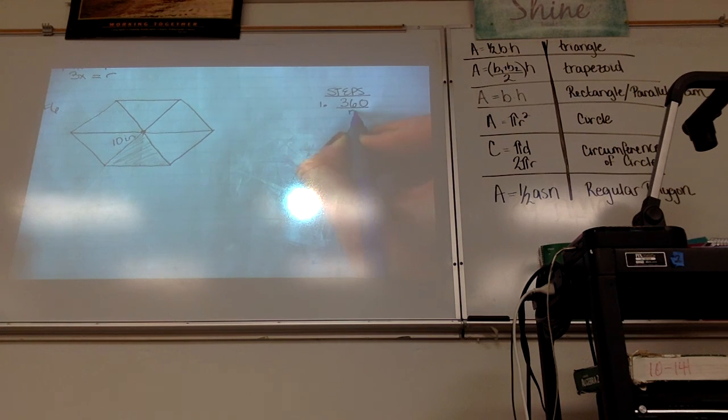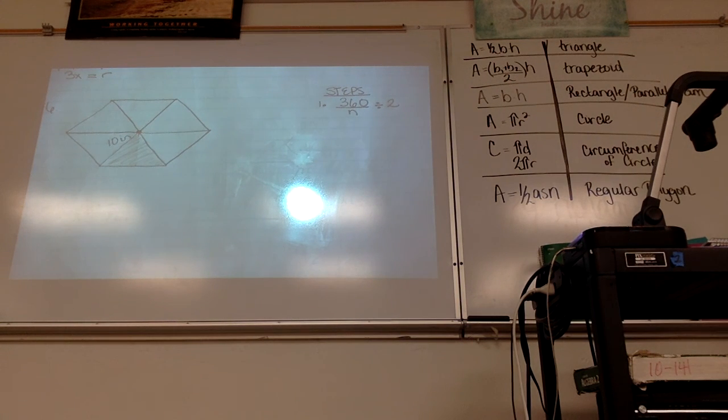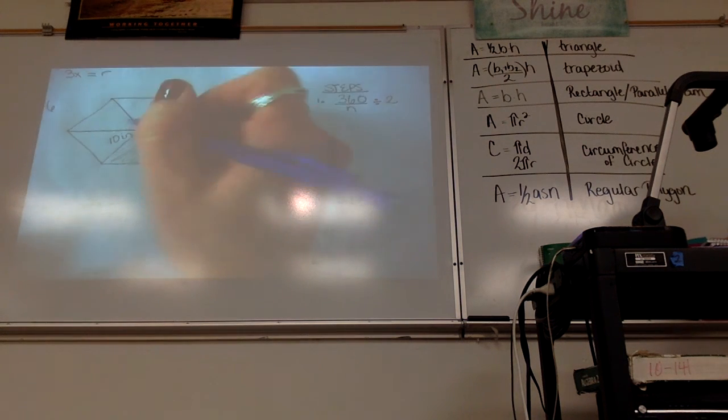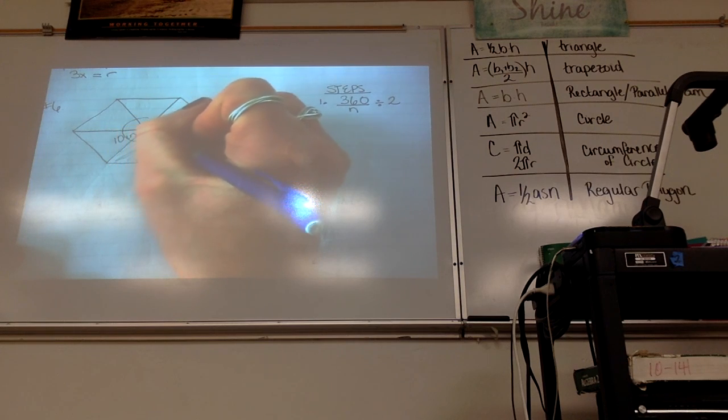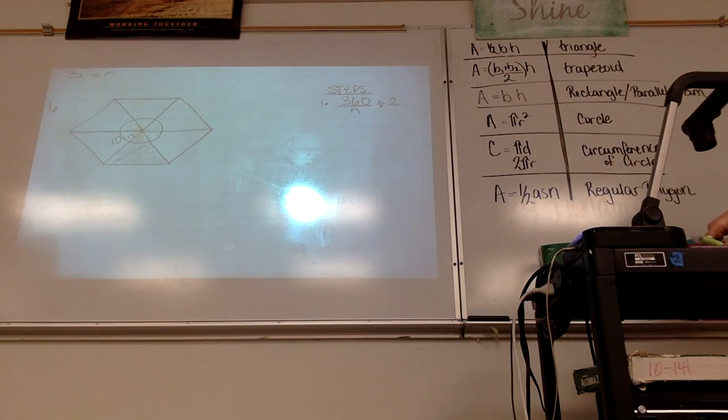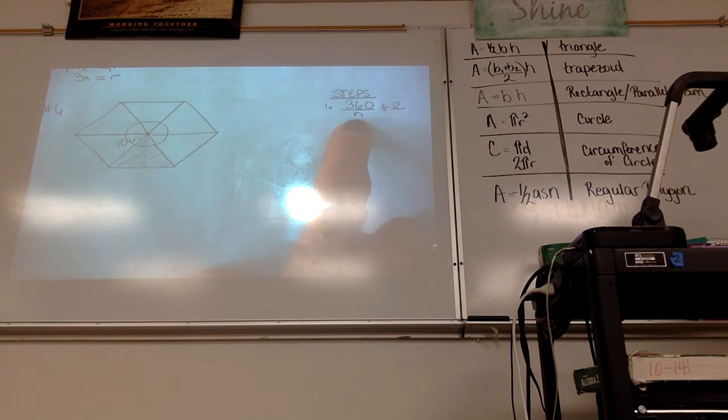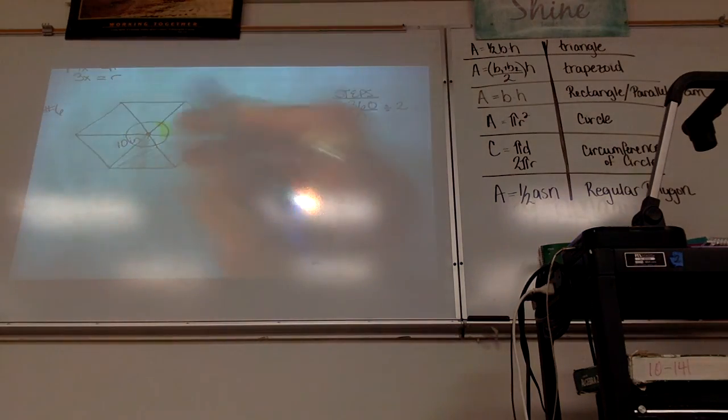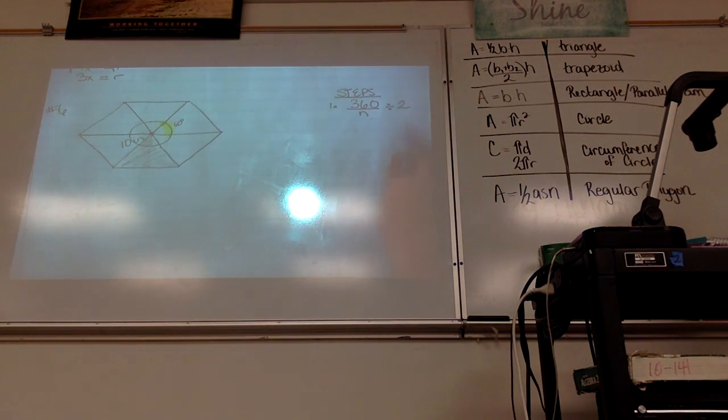So you do this: 360 divided by n, and then divided by 2, which I know seems silly, but I have it written like that for a reason. All right, a central angle comes from the inside of this shape, right in here. 360 divided by n. n is 6. Good. So 360 divided by 6 is what? 60. That's this angle right here, 60 degrees.